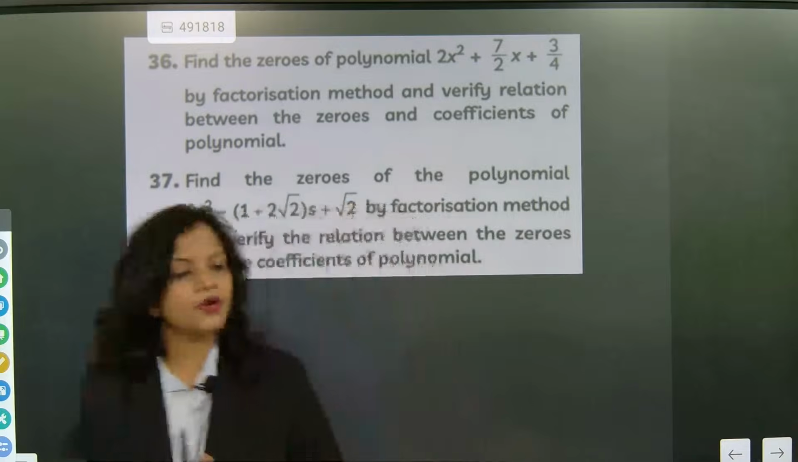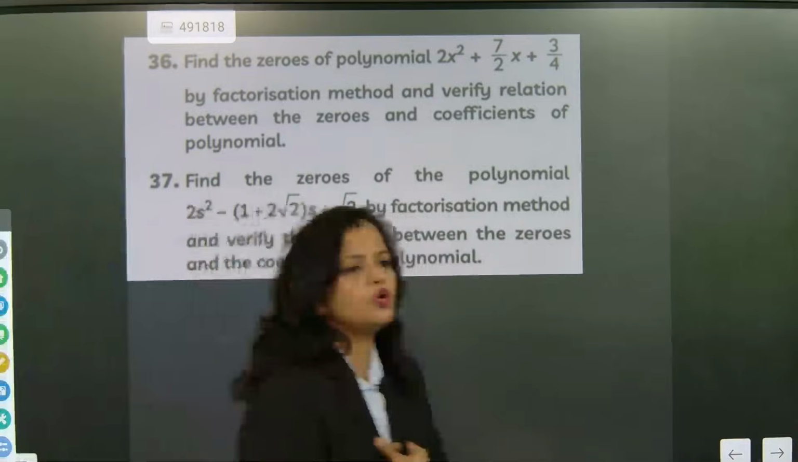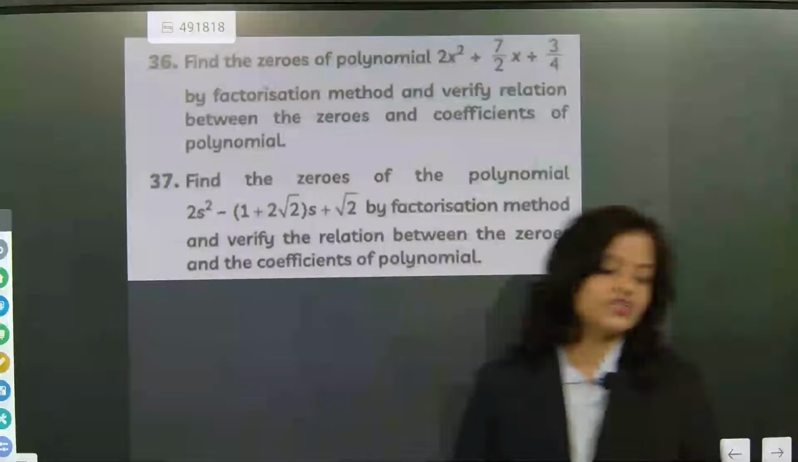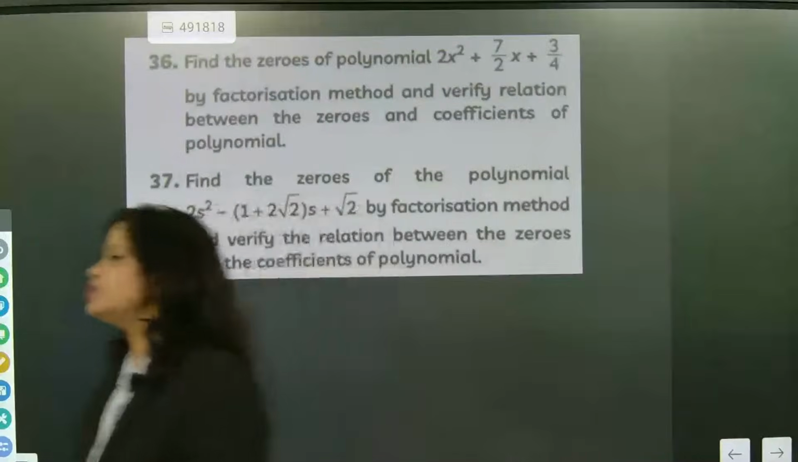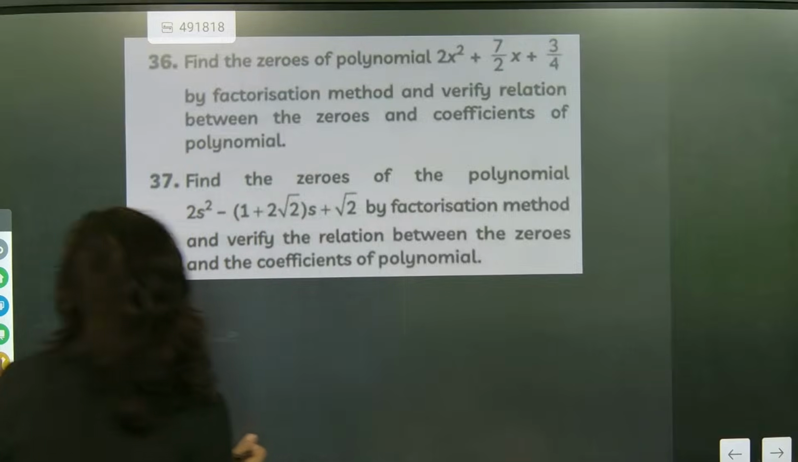Understood? So now look at it, because some questions are solved by quadratic and sometimes you are solving by linear equation in two variables. So these two chapters we are going to merge together and solve. Are you all ready for it? Come on children, go for it.